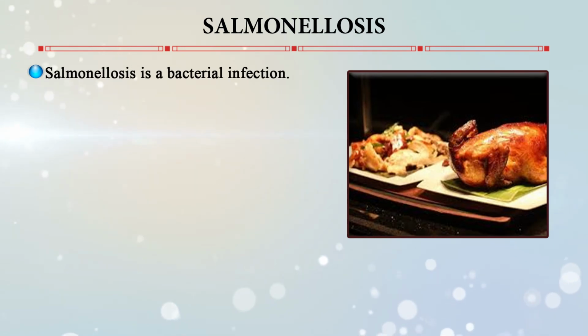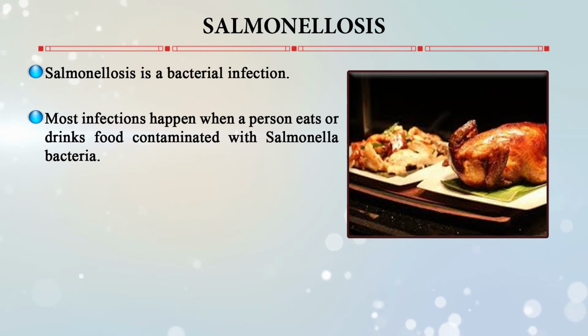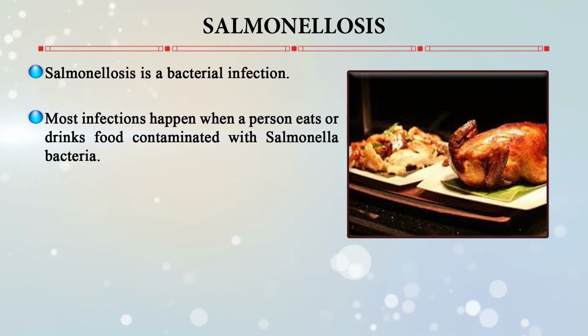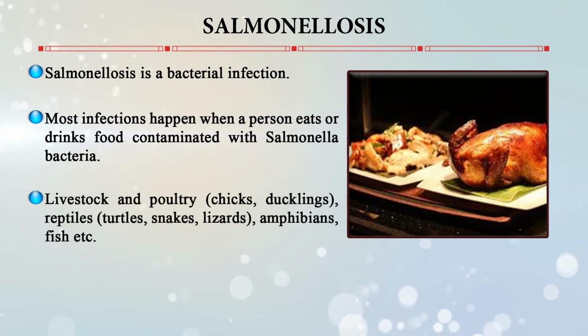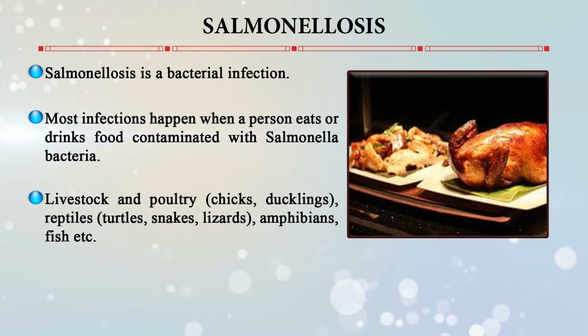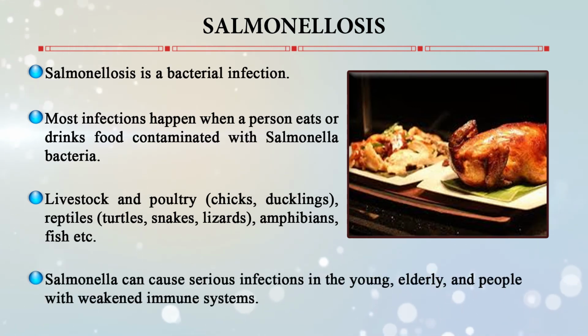Salmonellosis. This commonly occurs and it is a bacterial infection, and most infections happen when a person eats or drinks food contaminated with Salmonella bacteria. Sources include livestock, poultry, chicks, ducklings, and reptiles such as turtles, snakes and lizards, as well as amphibians and fish. If they are contaminated with the bacteria, consuming them can cause the disease. Salmonella can also cause serious infections in the young and the elderly, and those with a weakened immune system.